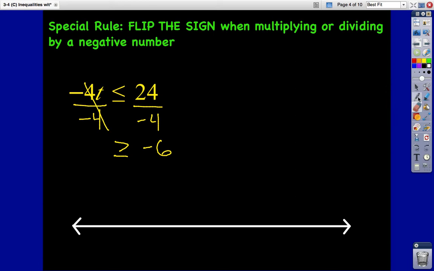So I'm going to change the way I draw my t's. That's bugging me. I like to draw my t's kind of long and curvy. So t is greater than or equal to negative 6. Way to flip the sign. Now we graph that solution. If you forget to flip it, you're going to get it wrong, so be careful.